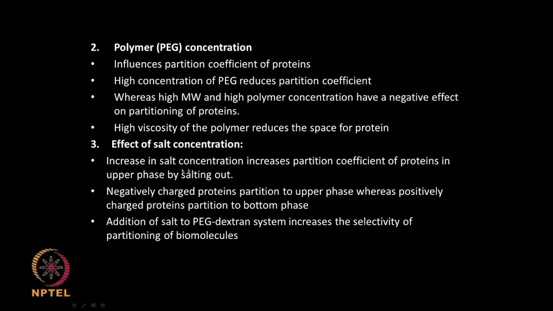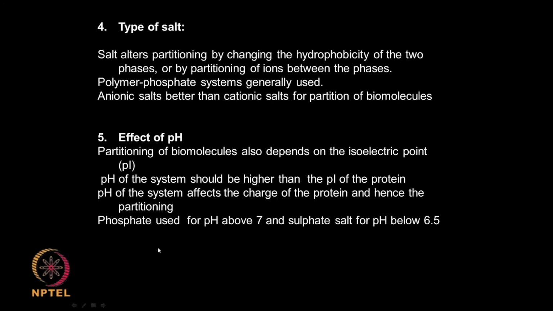Effect of salt: increase in salt concentration increases partition coefficient because it acts as a salting out. Negatively charged proteins partition to upper phase, whereas positively charged proteins to the bottom phase. Addition of salt to PEG increases the selectivity of the partitioning. Okay. Types of salt. Salt alters partitioning by changing the hydrophobicity of the two phases or partitioning of ions, right. So, polymer phosphate systems are generally used. Sometimes anionic salts are better than cationic salts for partitioning of biomolecules.